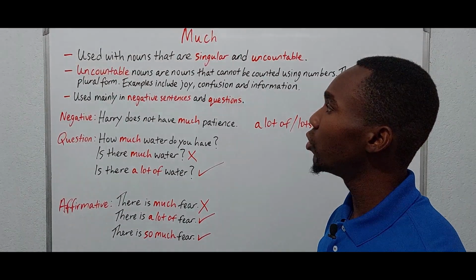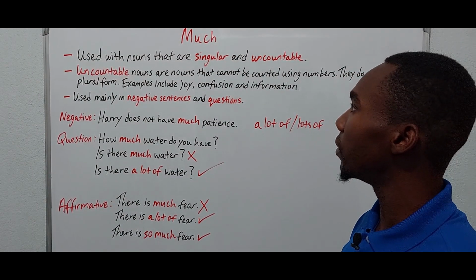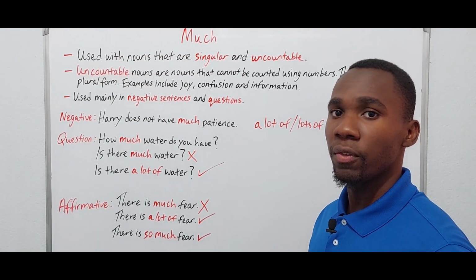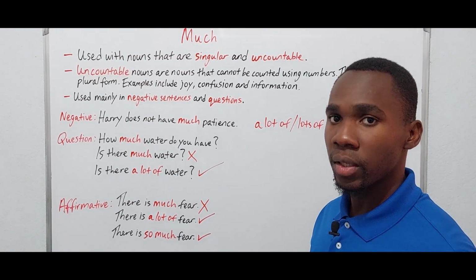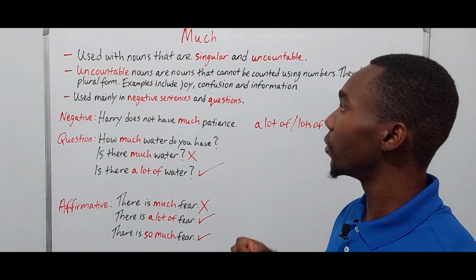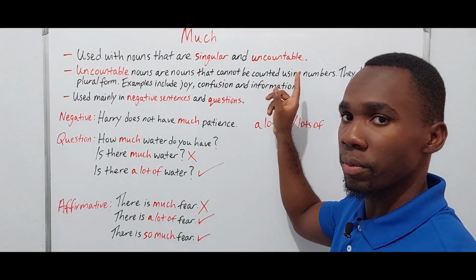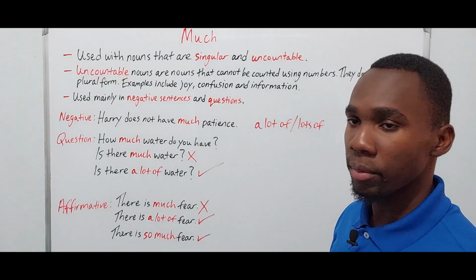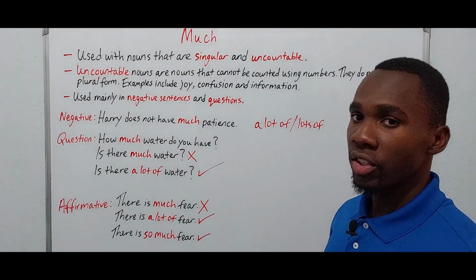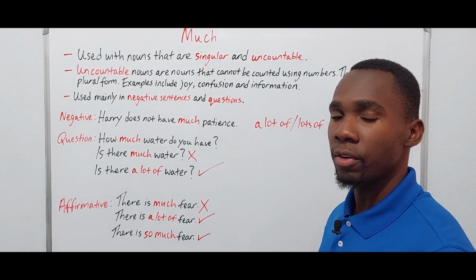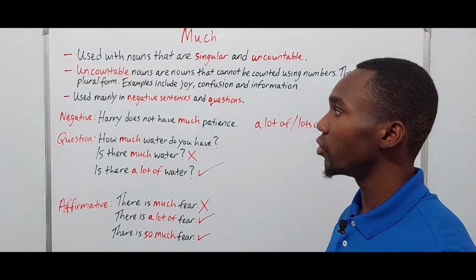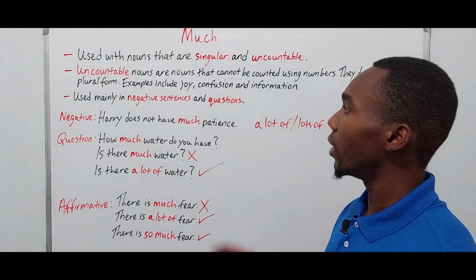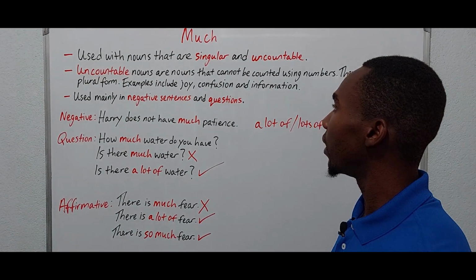So much is going to be used with nouns that are singular and uncountable. So the opposite of many, right? While many is used with nouns that are plural and countable, much is going to be used with nouns that are singular and uncountable, right? And uncountable nouns are nouns that cannot be counted using numbers, right? In addition, they do not have a plural form, right? So these are nouns that are going to be singular and singular alone, right? So examples include joy, confusion, and information.